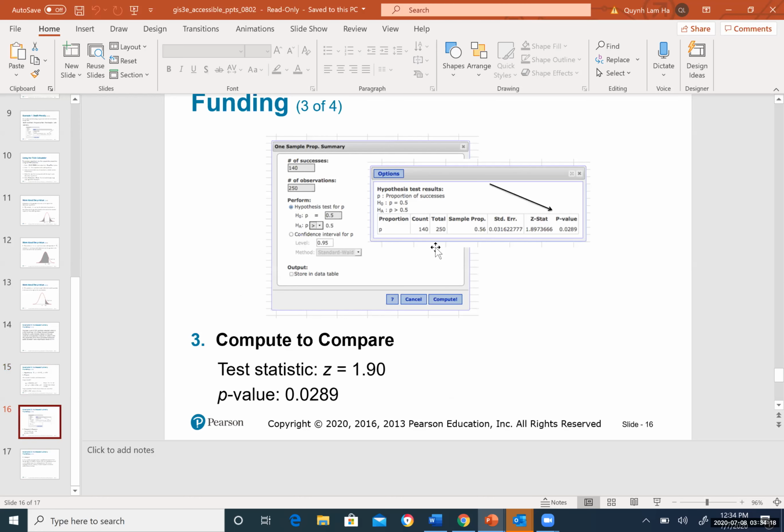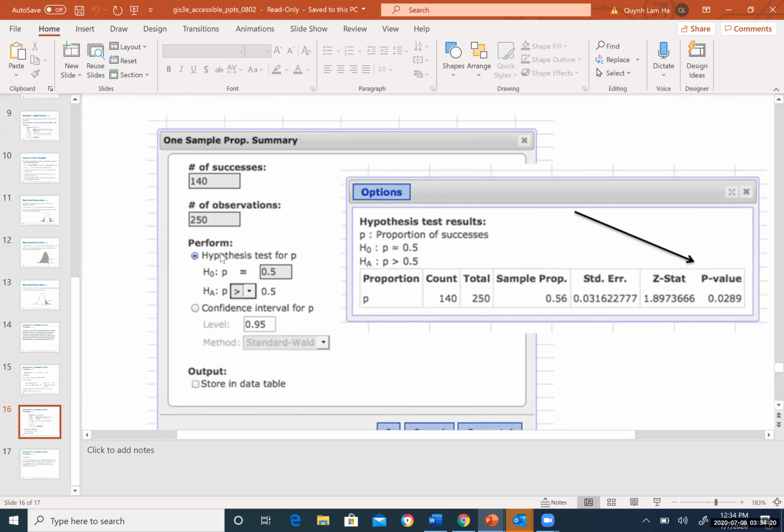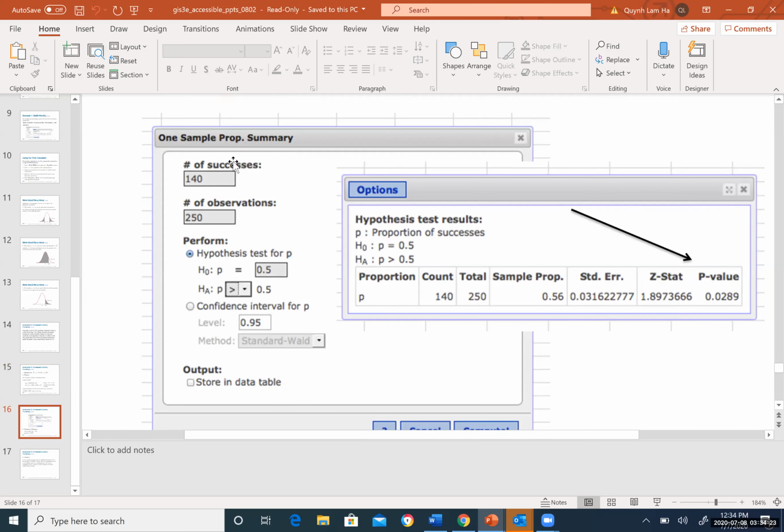So when they run StatQuant, like you see, I magnify this for you. For number of successes, they enter 140, number of observations is 250, and P naught is 0.5. You have to enter the notation greater than because the keyword is increase or more than, and then you click compute. You have this data. So you need to write the standard error. For me, in step 3, the z-stat is 1.897, and the p-value in step 3.